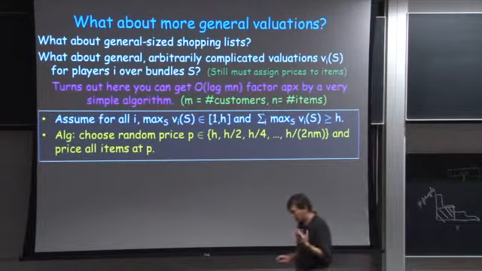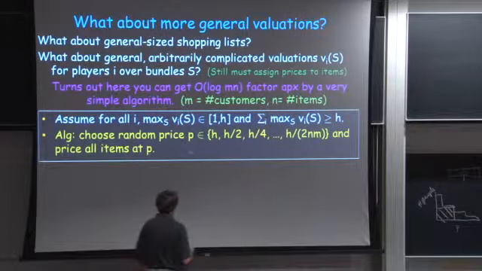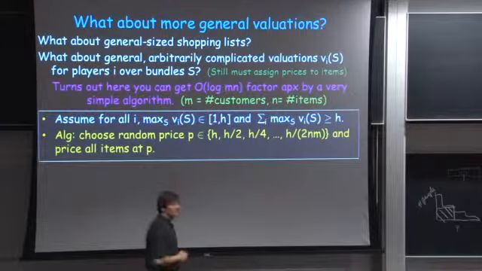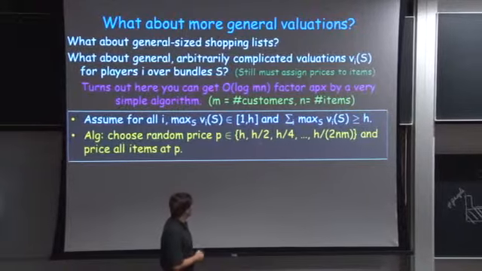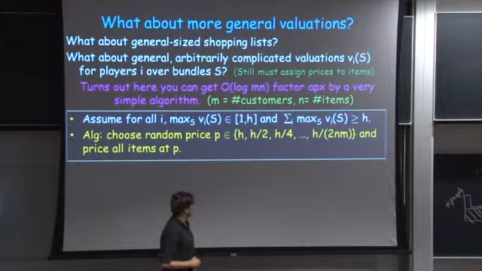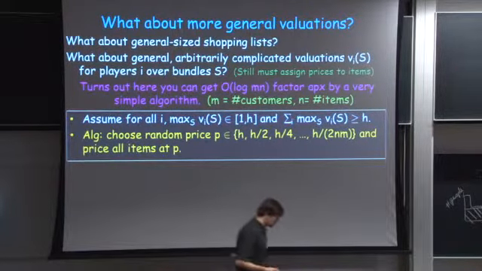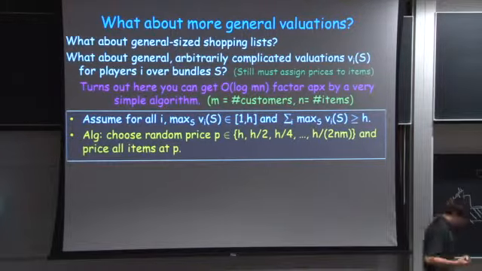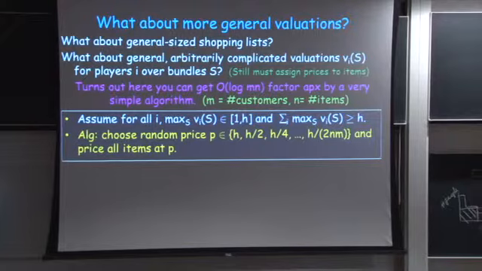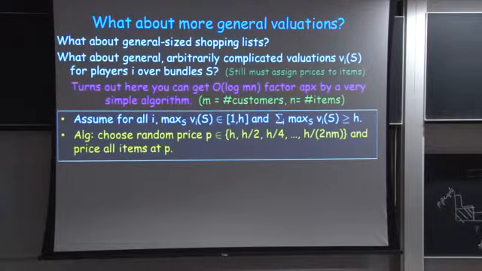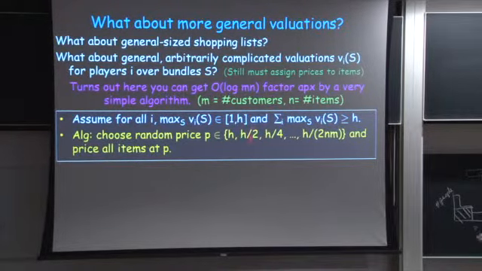Okay. The algorithm is going to be very simple. It's going to pick a random single price and just price all the items at that price. The random price is going to be a random power of 2: h over 2, h over 4, down to h over 2m. So it's a random single price. There are a lot of nice results about these sorts of simple algorithms, and I'm going to show you a result for this setting. So very simple. The claim is this will get you the log factor.